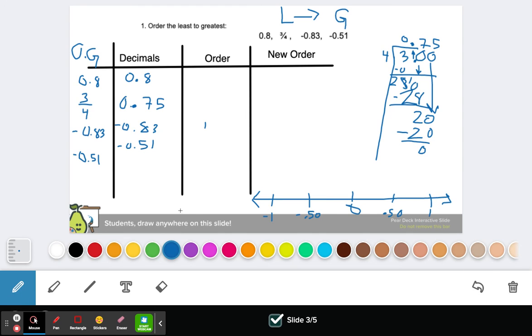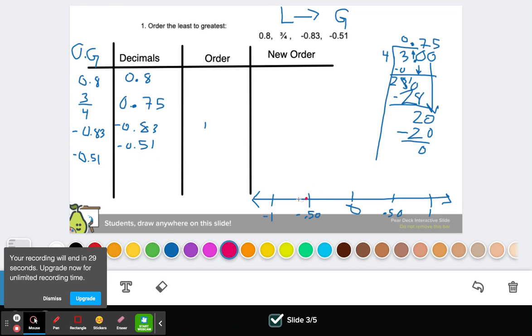Okay, so then again, that negative 0.51 seems like it would be about right here. And then that 0.83 would be maybe about right here. Again, I'm estimating. So this one's second. So negative 0.83 and negative 0.51. And then who's smaller compared to these two? 0.75 is smaller, so then it's going to be my 3/4, and my last is my 0.8 tenths. Okay, so these are my numbers from least to greatest.